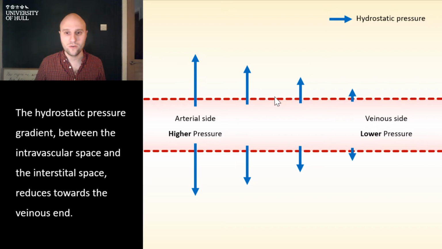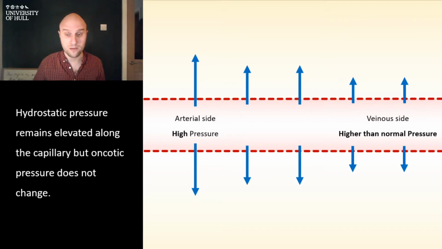In health, or in a normal, well-beating heart, you can see the hydrostatic pressure diminishes as it moves along from the arterial side to the venous side of the capillary. However, if you've got an increase in pressure at the venous end, perhaps because your right ventricle isn't pumping effectively, then that hydrostatic pressure may be maintained and elevated across the length of the capillary.